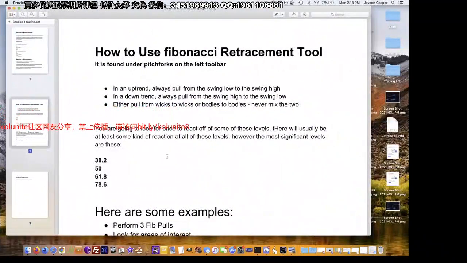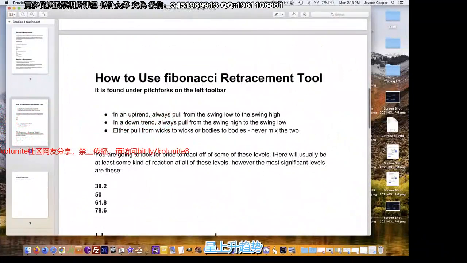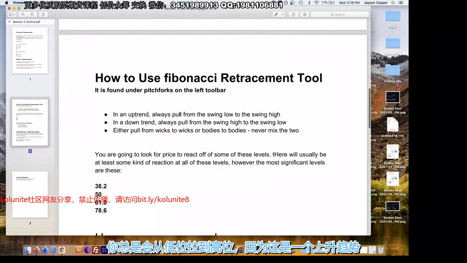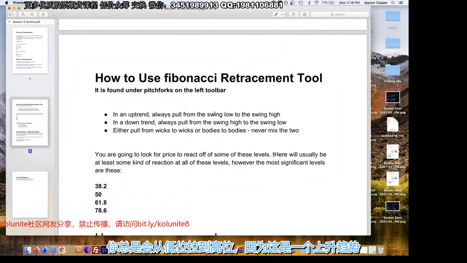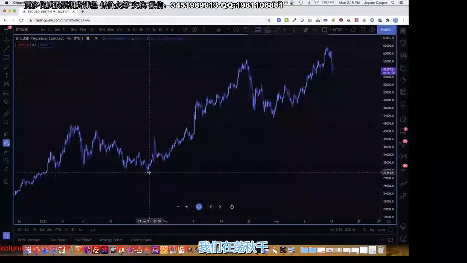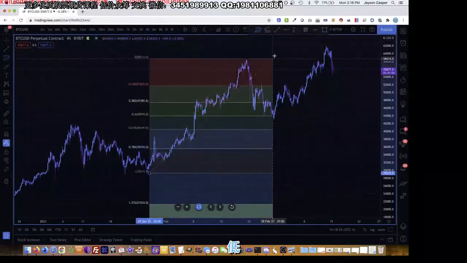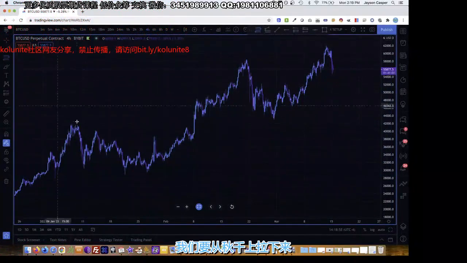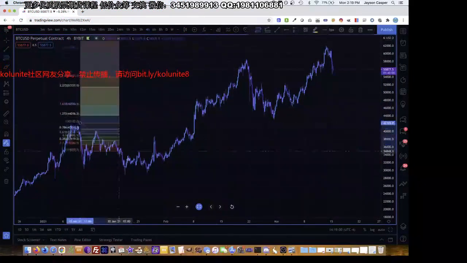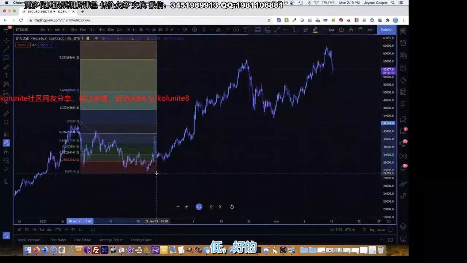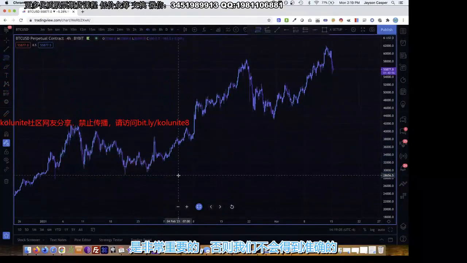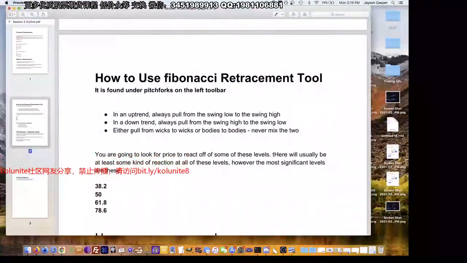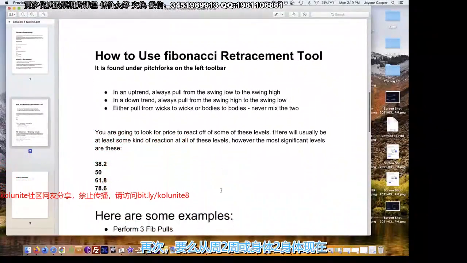Okay? So, in an upward trend, this is important. In an upward trend, you are always going to pull from the swing low to the swing high. So because this was an upward trend, we're pulling from the swing low to the swing high. If we are in a downward trend, we are going to be pulling from the swing high to the swing low. Okay? It's very important, otherwise we won't get accurate levels. Again, either pull from wicks to wicks or bodies to bodies.